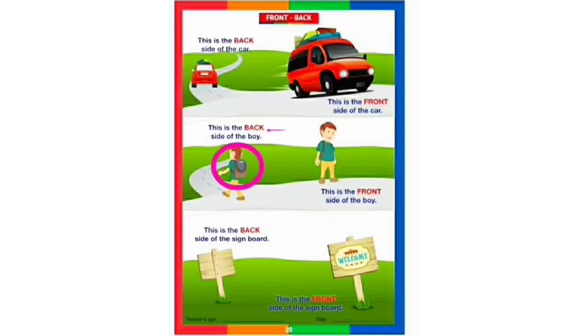See, I have circled the boy. It is the back side of the boy. Now, the front side of the boy. See, a pink arrow. It is the back side of the signboard. Now, another arrow. It is the front side of the signboard. Did you understand?